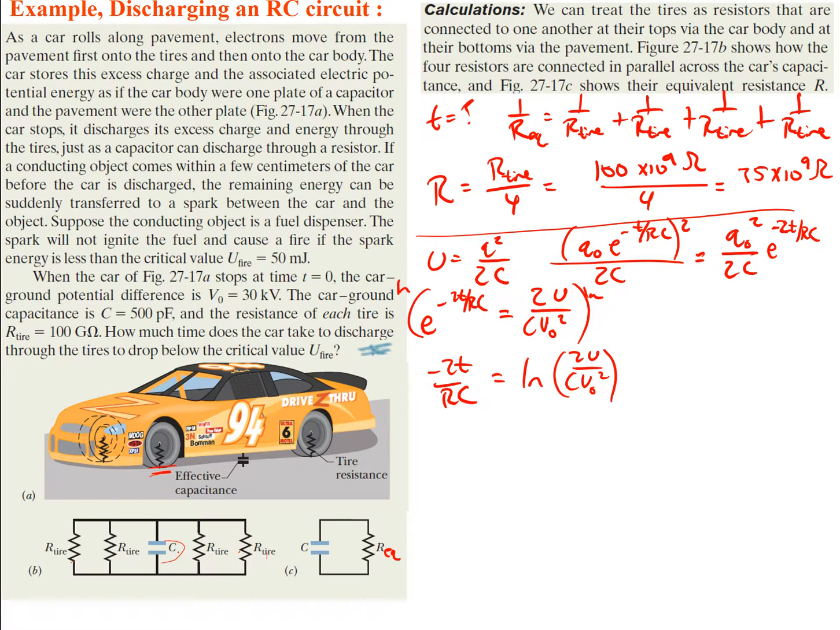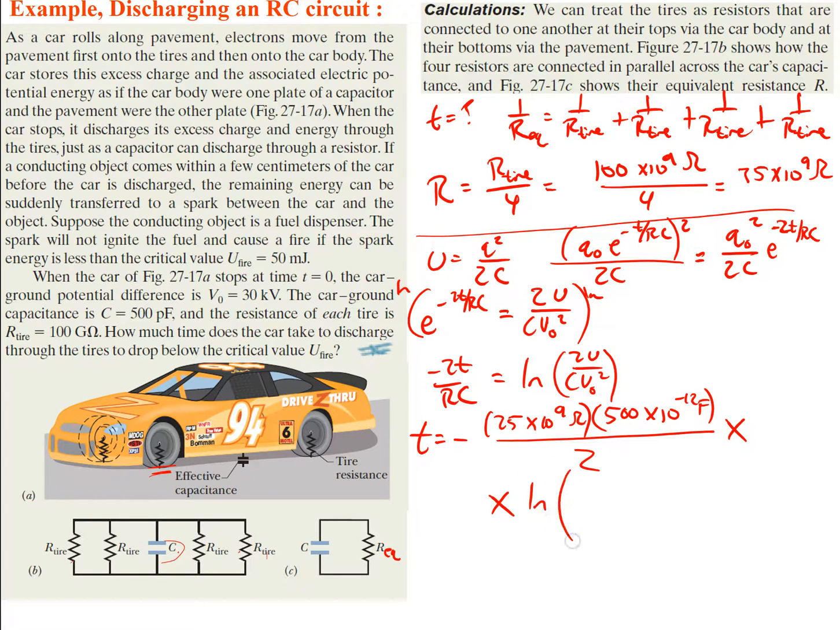At this point, we can just go ahead and rearrange. So we multiply our C over to the other side, and we divide by negative 2. When we do that, we can start plugging in numbers. We have this negative sign up front now. This is going to be our R value, 25 times 10 to the 9 ohms, multiplied by our capacitance, which is given as 500 picofarads, so that's 500 times 10 to the negative 12 farads. This is divided by 2. And then this is all multiplied by the natural log of everything here.